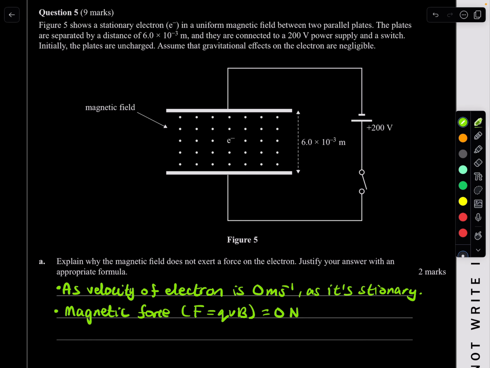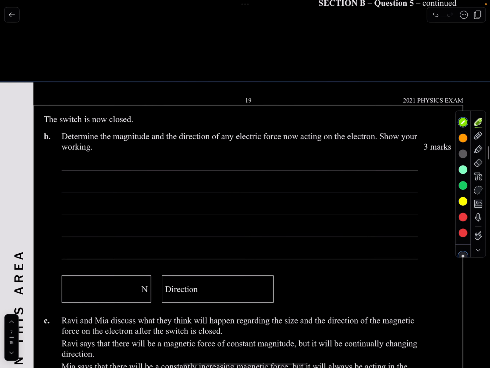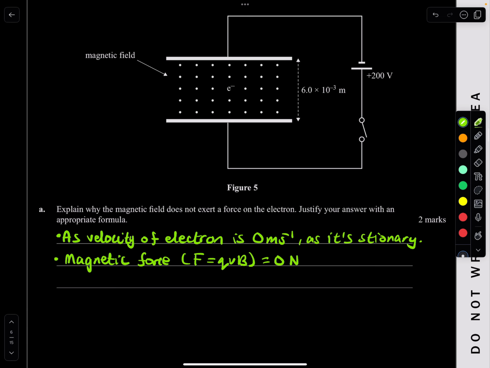Just be very precise in your answers. The switch is now closed. So now if you switch this closed, this is our positive supply, so this plate is going to be positive, and this one is going to be negative.